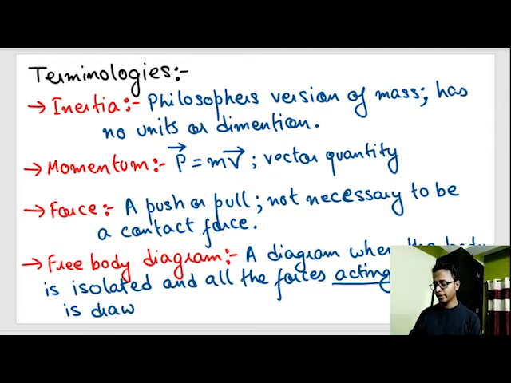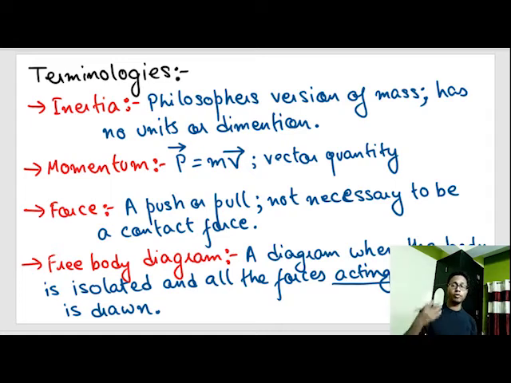Okay, acting on the body, not applied by the body. Okay, all the forces that it is receiving. Okay, a free body diagram doesn't care about how much force the body is applying. It only takes into consideration the amount of force the body is receiving. Okay, so let's start with the definition of Newton's first law of motion.